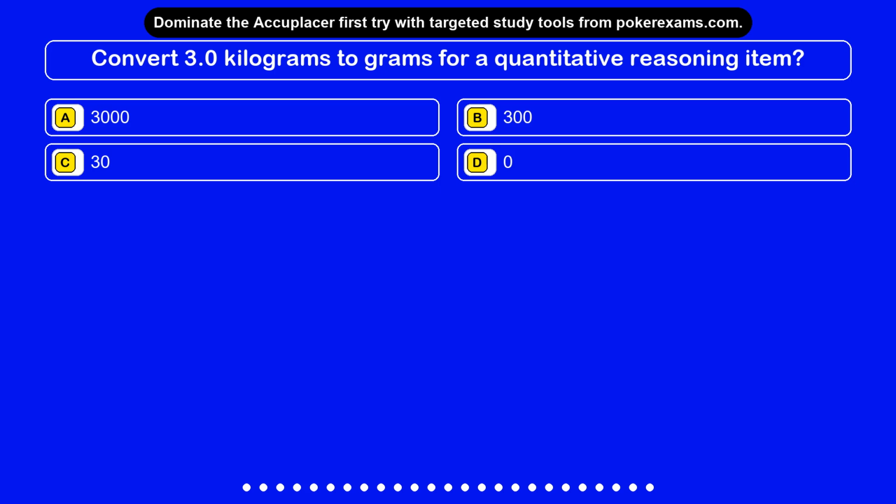Question 6. Convert 3.0 kilograms to grams for a quantitative reasoning item. Option A, 3,000. Option B, 300. Option C, 30. Option D, 0.